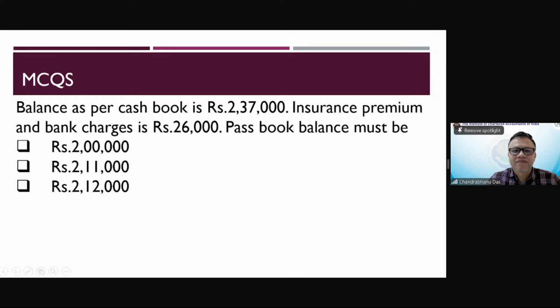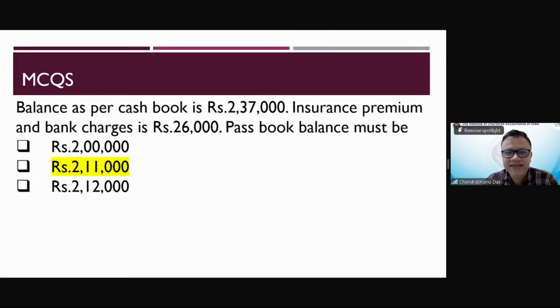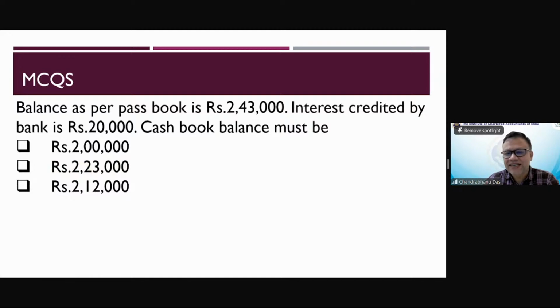Ashwika? Sir, I'm doing it, sir. Okay. Sir, 2,11,000, sir. Yes, 2,11,000 is the correct answer. Right. So once you take these slides, check it, read it once more. You will definitely be clear on this.